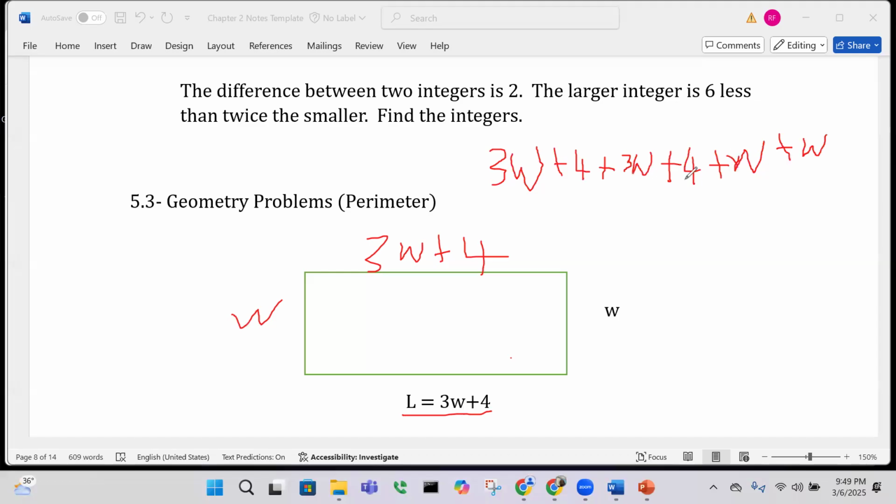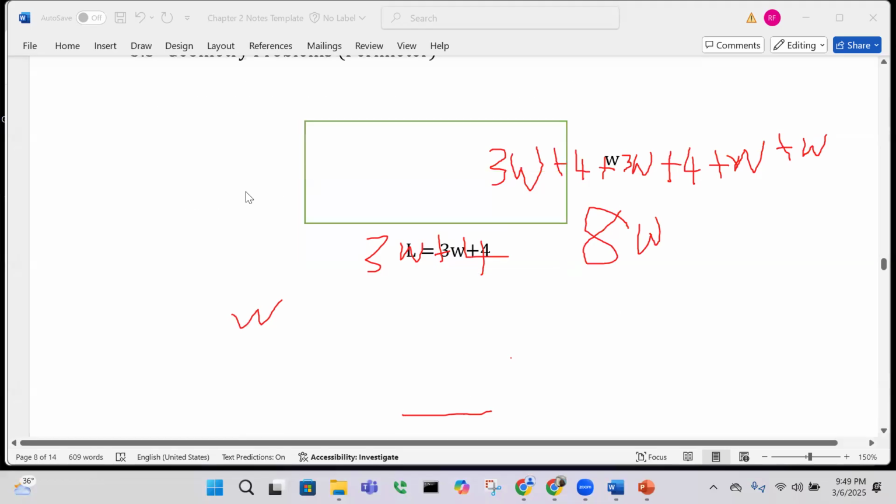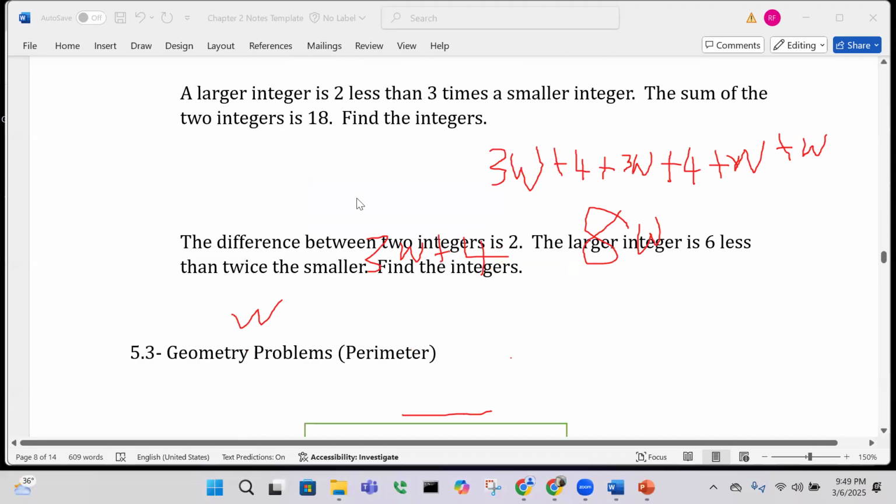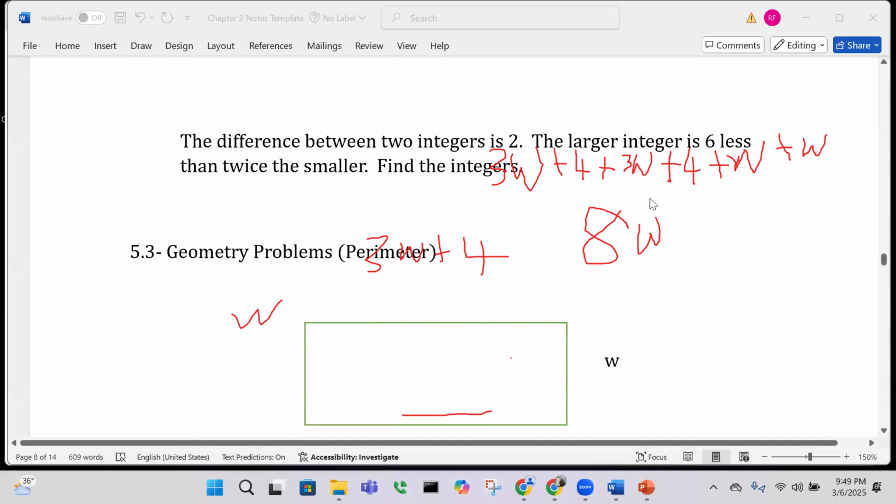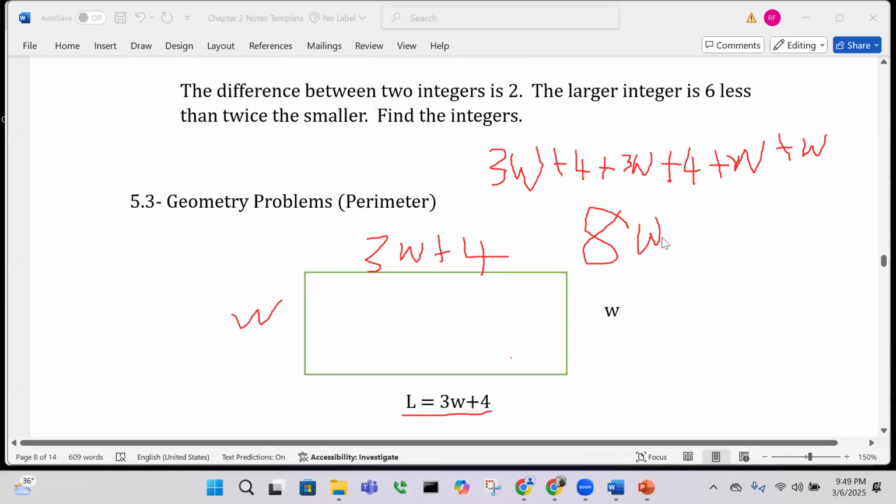Now let's add up all the W's. 3 W's plus 3 W's is 6 W's, plus one more W is 7 W's, plus another W. That looks like 8 W's. 8 W's right there. And I didn't even look at the question. What was the question? The perimeter question. I'm thinking it's to just tell you what the perimeter is. The only thing we can do is simplify.